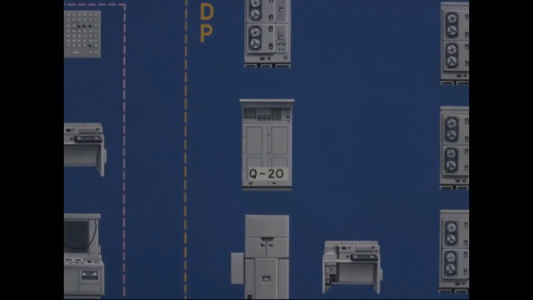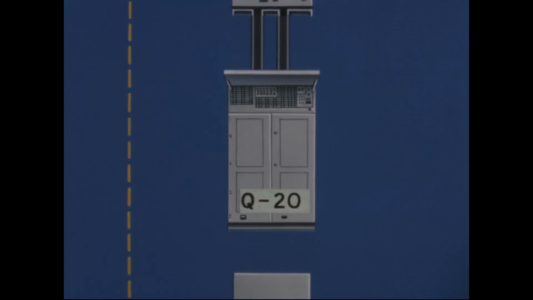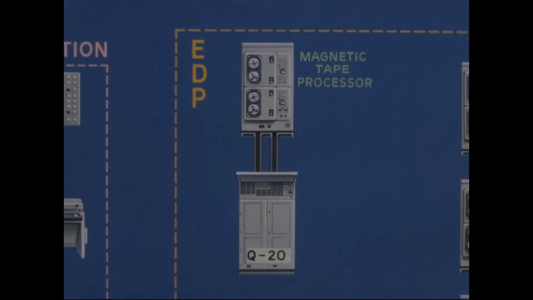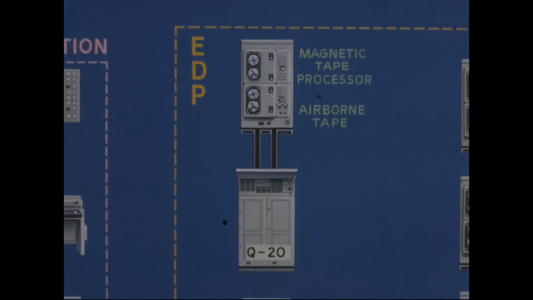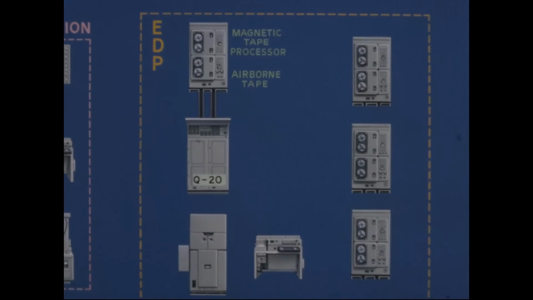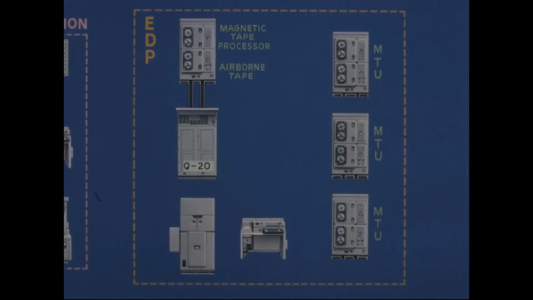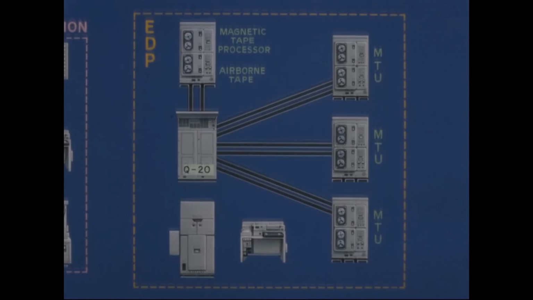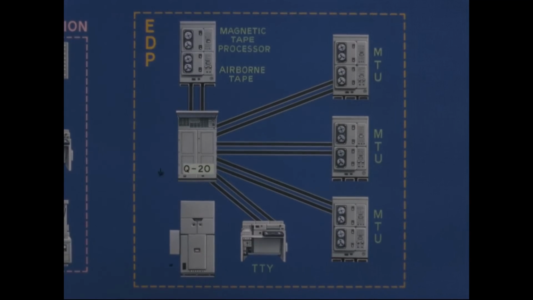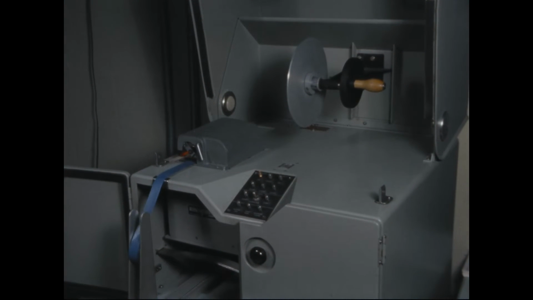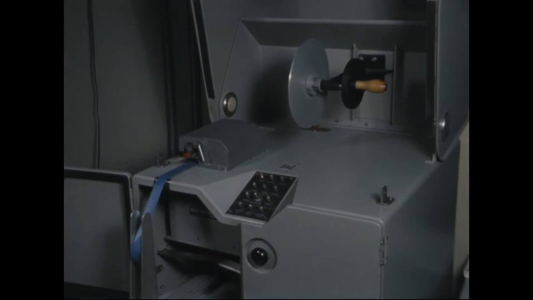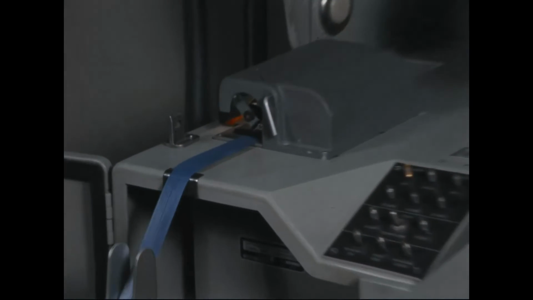We can think of the Q20 as being at the center of things. It has a two-way channel to the magnetic tape processor, in which the airborne tape is mounted, and to each of the magnetic tape units, or MTUs. It is also in two-way communication with the EDP teletypewriter. Also included in the system is a paper tape unit. Located in the EDP area, this unit is used as a high-speed input and output device for the computer.